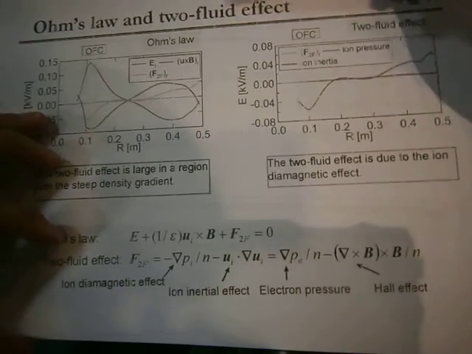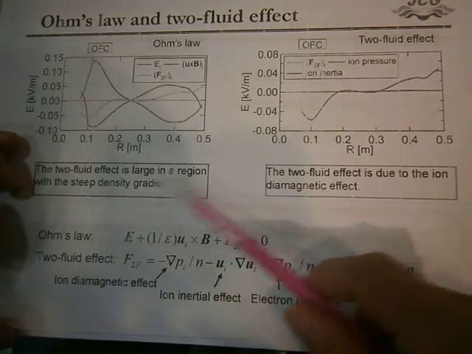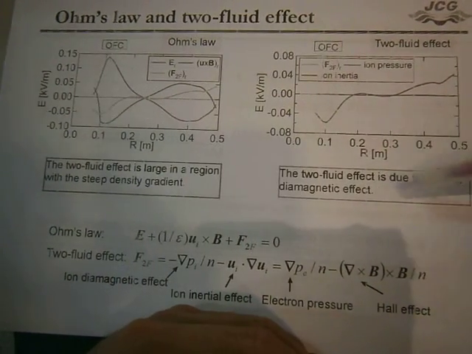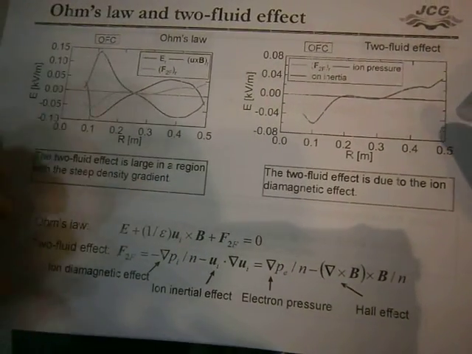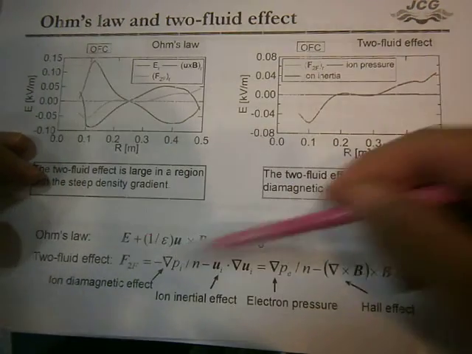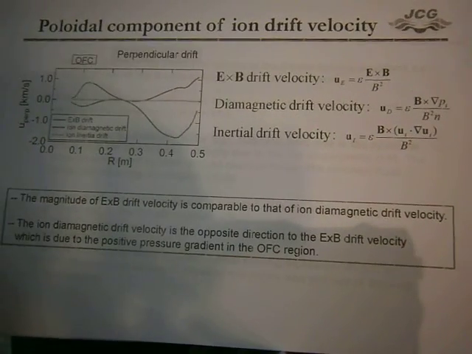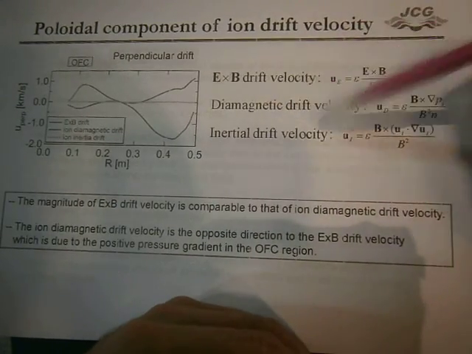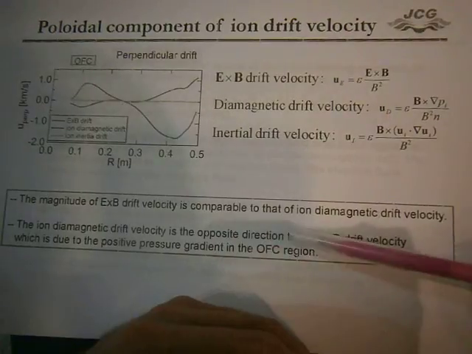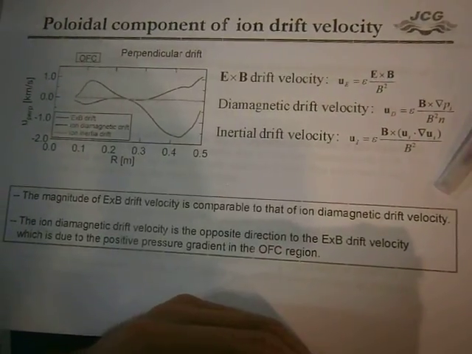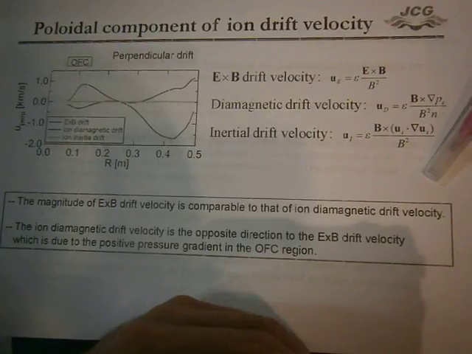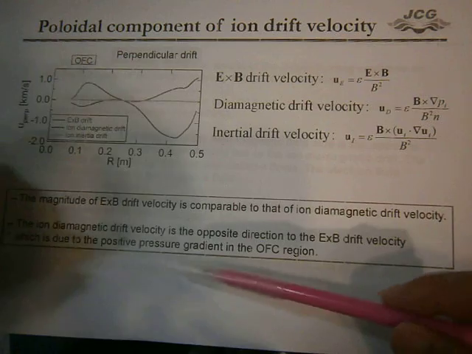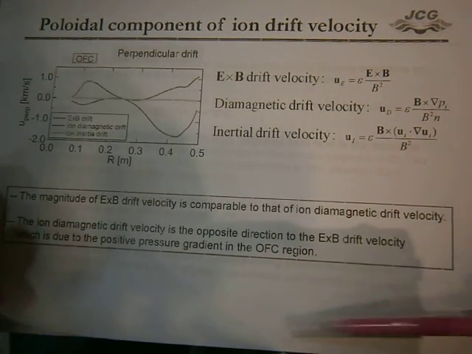Ohm's law and the two flow field to the flow effect rise region with the density gradient and two flow ion density. Ohm's law operating on electron for the compact ion to burn and practical convection from density velocity, the magnetic equivalence compact region, the ion diagram and the density velocity. The ion diagram velocity and the opposite diagram equivalent velocity, which is due to the opposite pressure gradient in the OFC region.